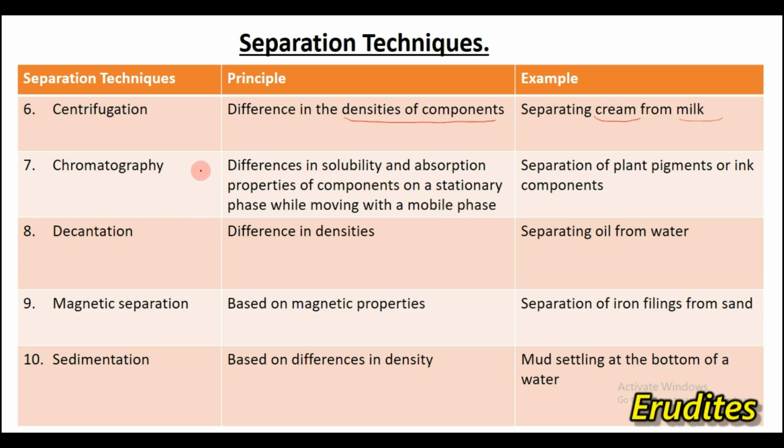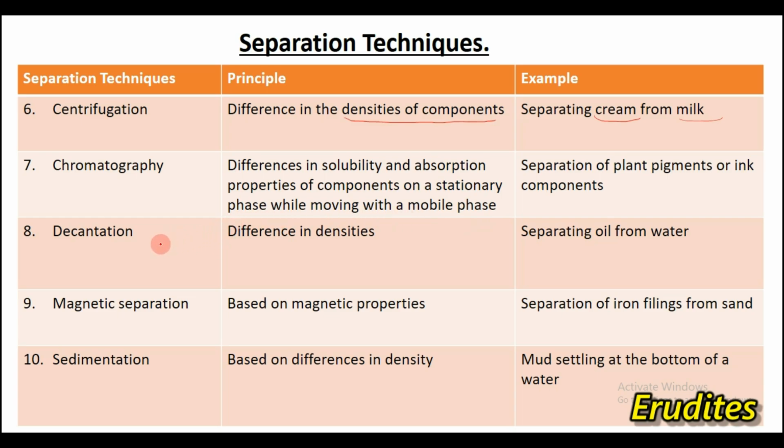An example of a chromatography process is separation of plant pigment or ink into their various components. For example, separating chlorophyll into its various components uses the process of chromatography. And again, the principle is based on the difference in the solubility and absorption properties of components on a stationary phase while moving with a mobile phase.